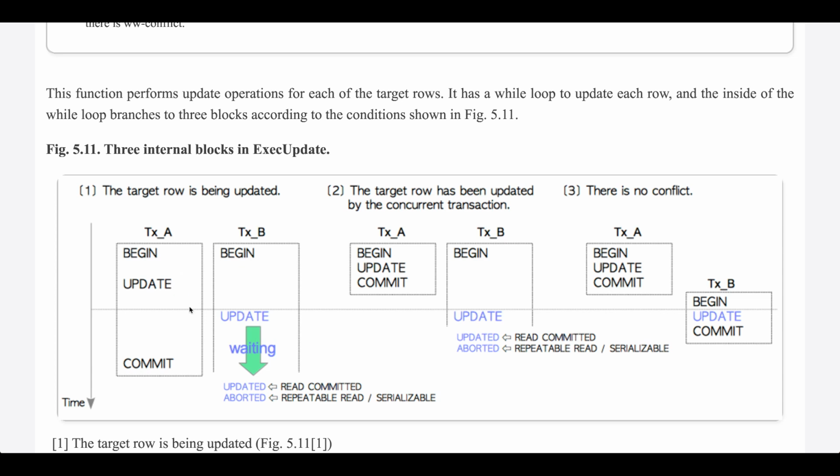So we have a couple updates waiting. It is being updated. So wait. Updated. Aborted. Block 2. The target row has been updated by the concurrent transaction. Or 3, there is no conflict, the easy case.